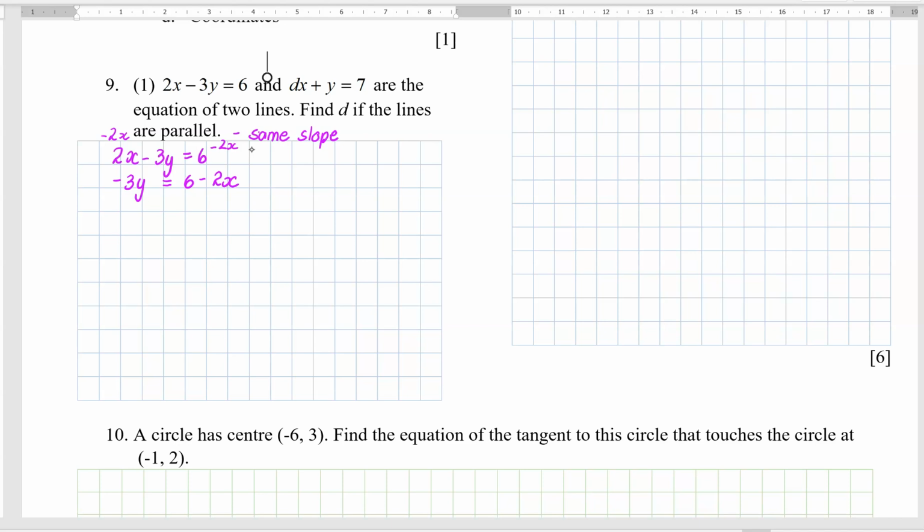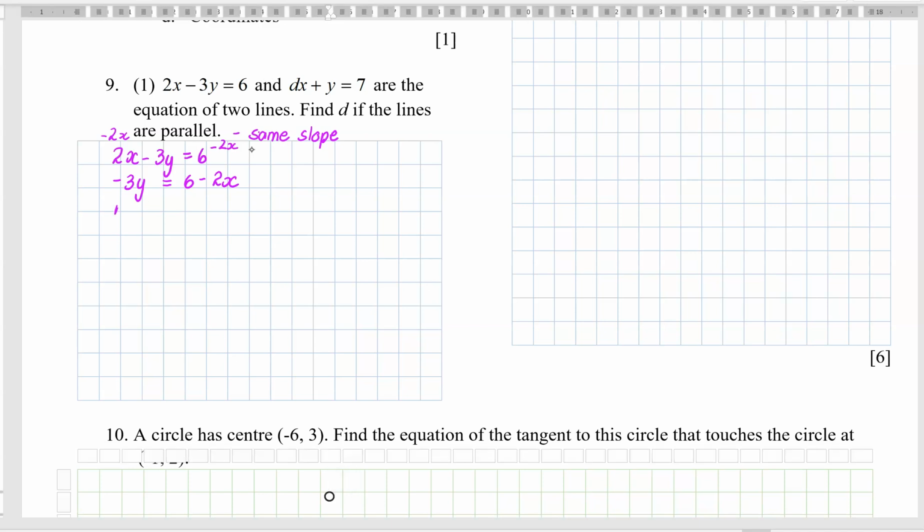And so again, at this point, we can say our slope, it's not just the minus 2, it's minus 2 divided by the coefficient of y, which is minus 3. And so therefore, we end up with positive 2 over 3. Okay.